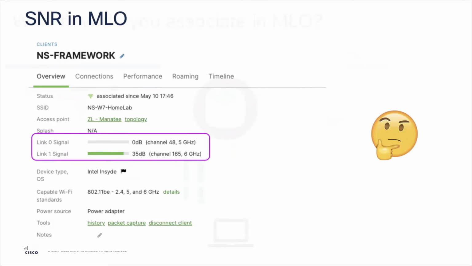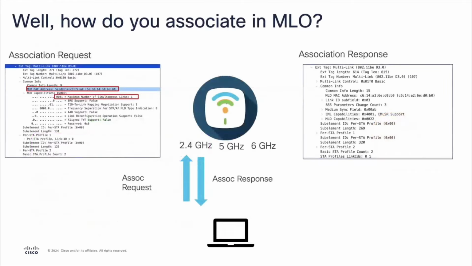How do you associate in MLO? Well, your association only happens on one radio link, right? And at least for me, this was a bit of an aha moment. The frames are only actually exchanged physically on one link, so you don't have signal on the other bands. That means that when we're thinking about SNR, we have to start retraining our brains to think differently about SNR.